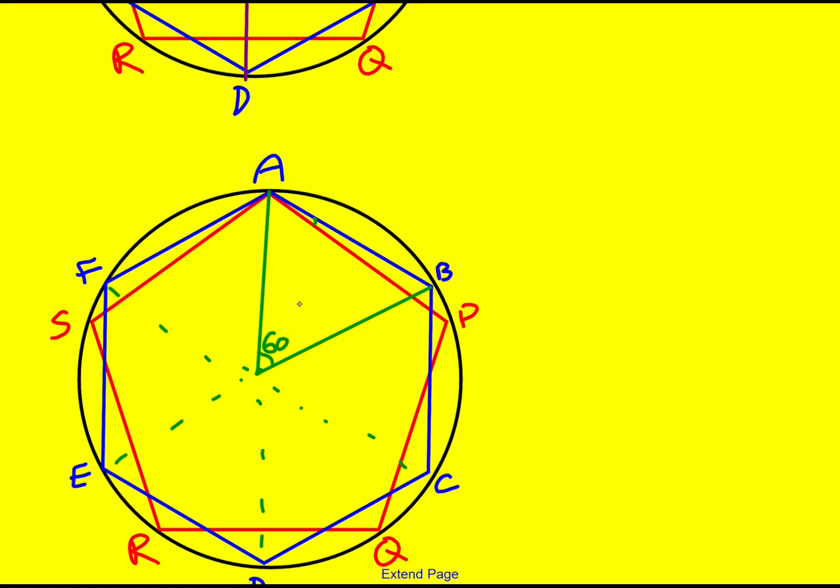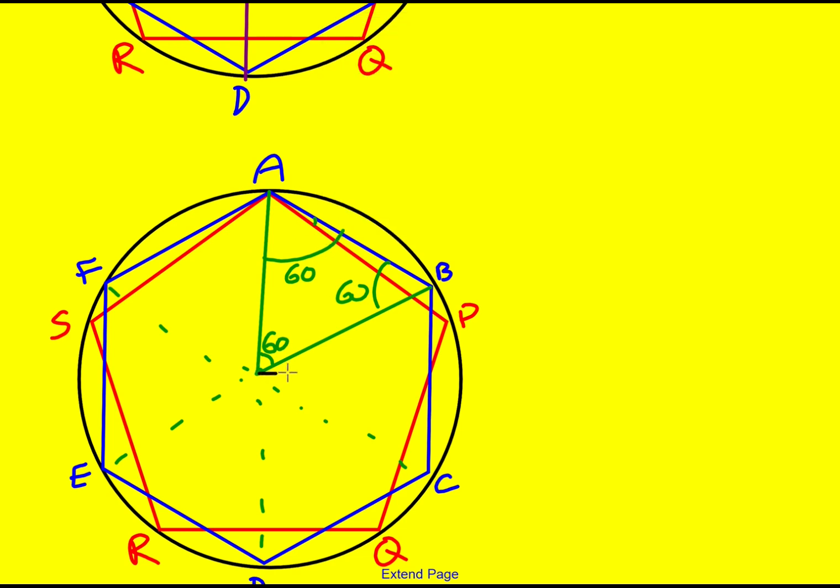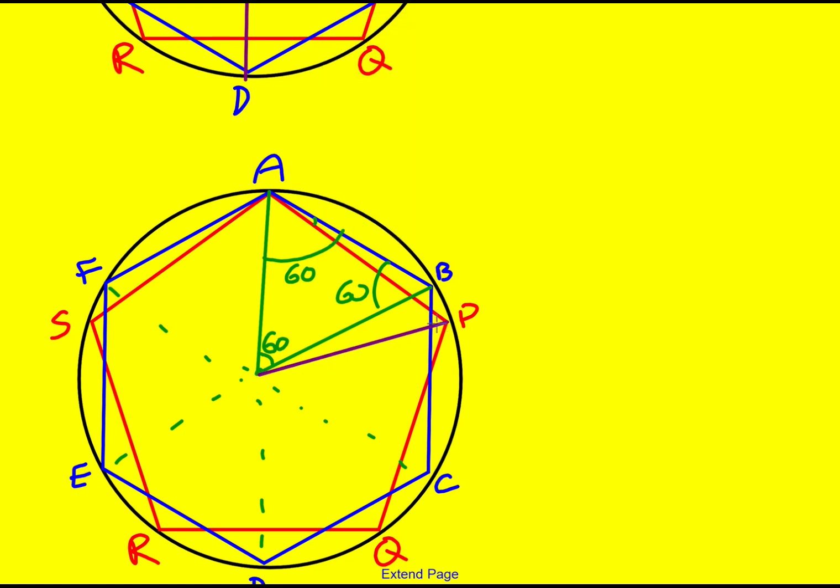So this is going to be 60, and therefore this angle here is also going to be 60 because I have an equilateral triangle. It's just the fact that it's isosceles is the most important thing there. So that angle is 60. So if I can work out this red angle, I'm using a slightly different approach, then I'm again sorted. So let me draw another triangle. I'll make it purple. So I'll go from the center to here.